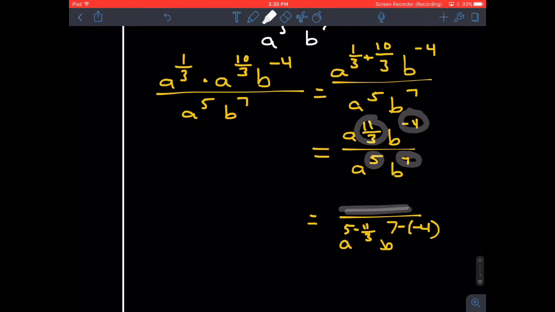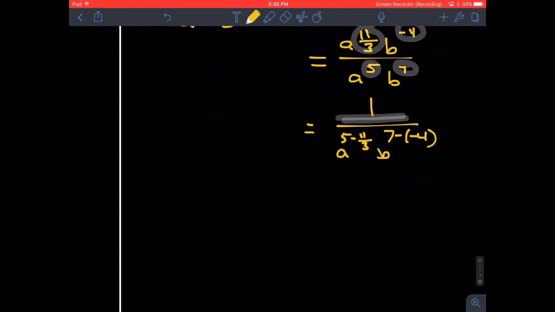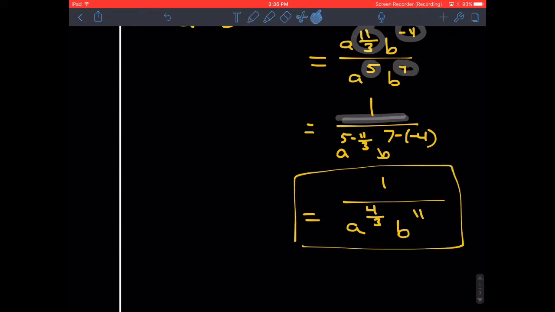So what are we going to put here? If there's nothing left over in either the top or the bottom, just put a 1. So, when we are finally done with our subtraction, we're going to have 1 over a to the 4/3, do your subtraction there, b to the 11th, and hey look, they did it right this time.